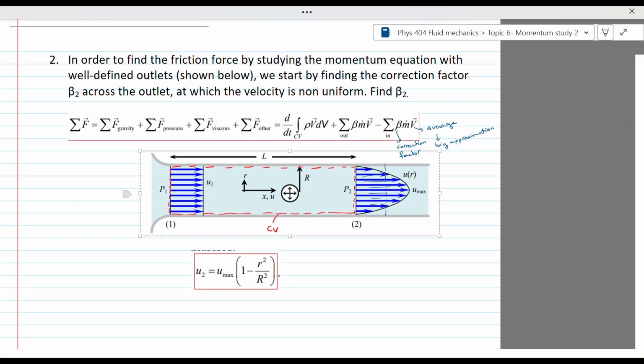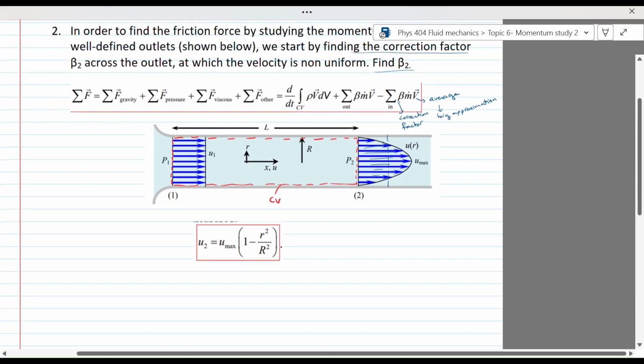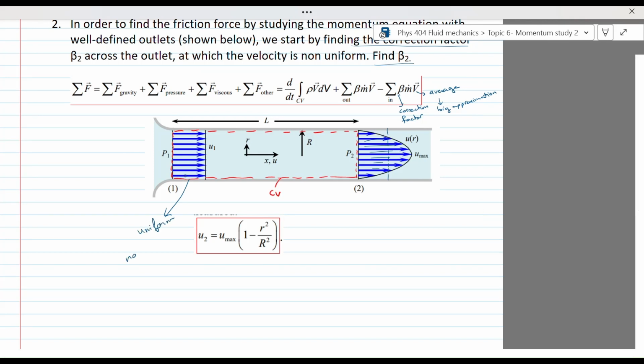So we are going to start first by finding the correction factor beta 2 across our outlet, at which the velocity is non-uniform. It actually shows a fully developed profile. So we want to find this beta 2, which is the linear momentum correction factor across our outlet. We do not study a correction factor across our inlet, mainly because here the velocity is actually uniform, so there is no approximation in our value for the inlet.